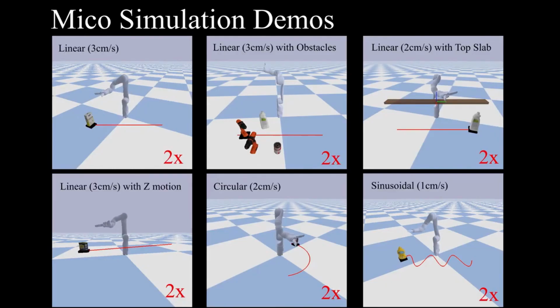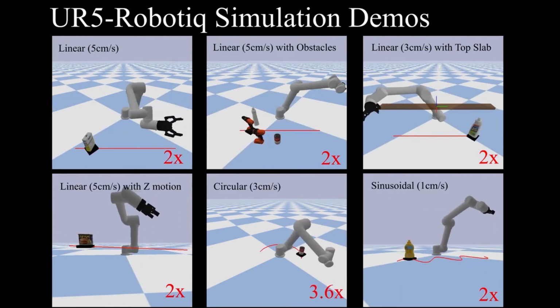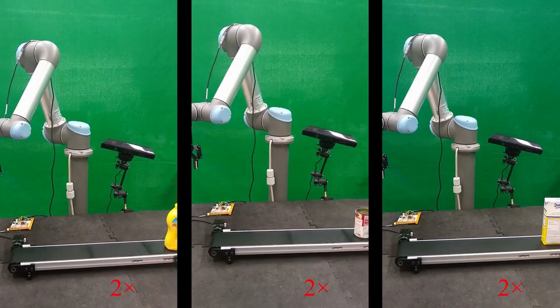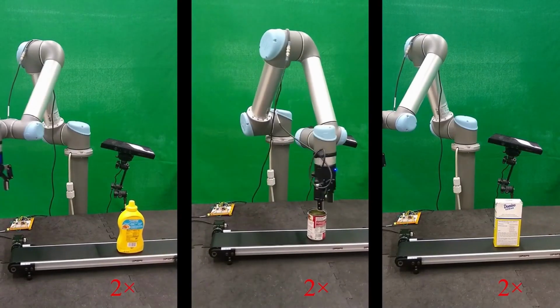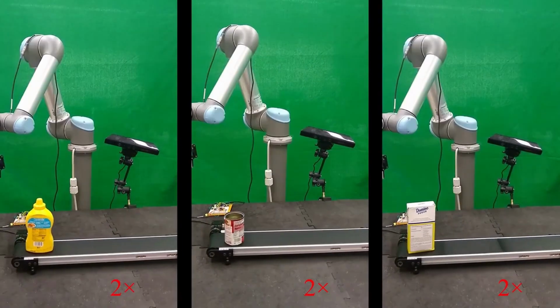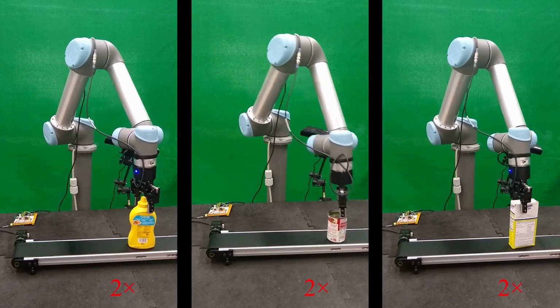Here are some MIKO simulation results for different tasks. Here are some UR5 simulation results for different tasks. We then validate our algorithm on the real robot hardware with UR5 and the robotic gripper. The conveyor belt is moving at 4.46 cm per second.